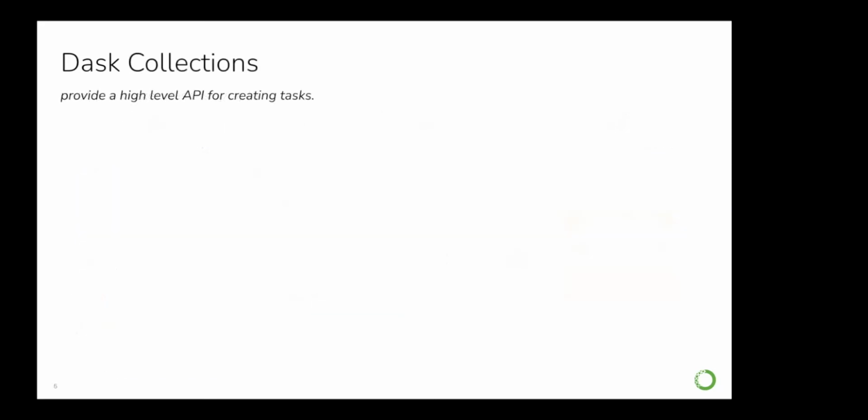Okay, so now I'd like to say a few words about what a Dask collection actually represents. The collections API is an API for creating tasks. Dask task graphs at core are really just Python dictionaries. So Dask graphs map unique keys to computations. Like I said, it's a dictionary.